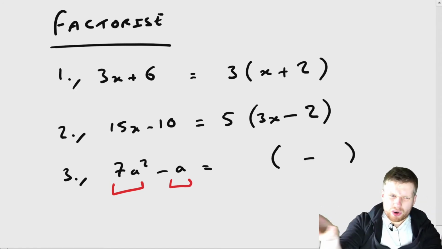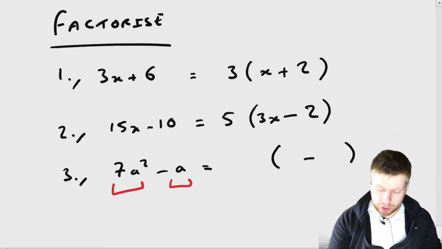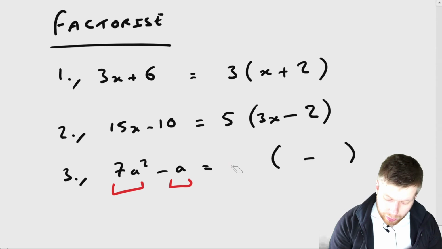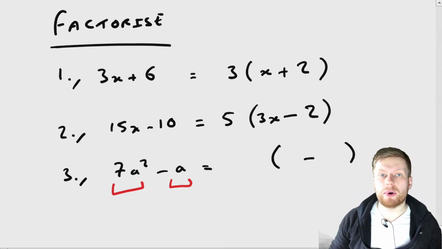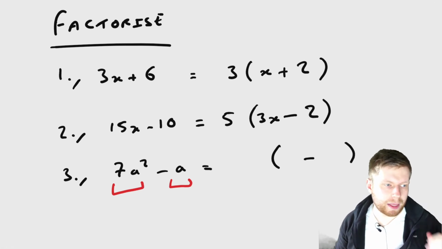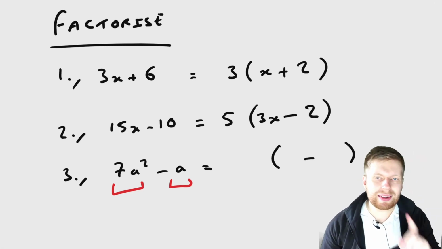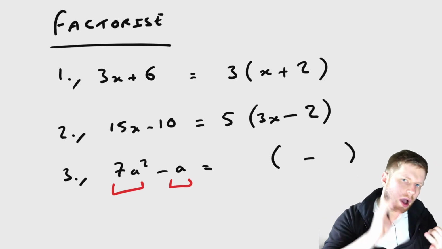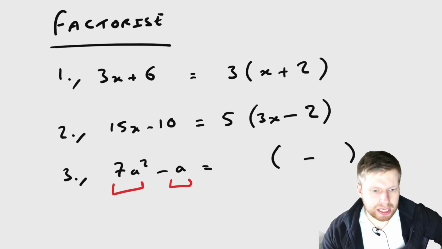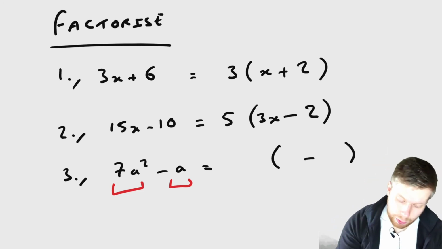Well, 1 is, but we don't really treat 1 as a number which we can stick out there, okay, because we don't need to bother with it, because 1 times anything is just itself. So in answer to this, there's no numbers which are in common to both 7 and 1. Okay, so I don't need to worry about the numbers. But now let's have a look at the letters. Well, I've got an a squared in the first term and an a in the second term. Are there any letters which are in common to both? Yes, there are. Okay, there's an a which is in common to both.